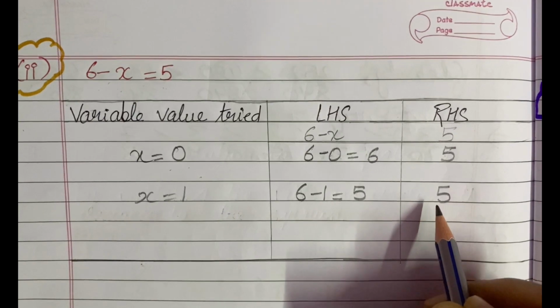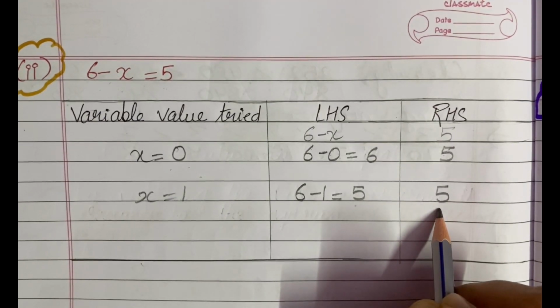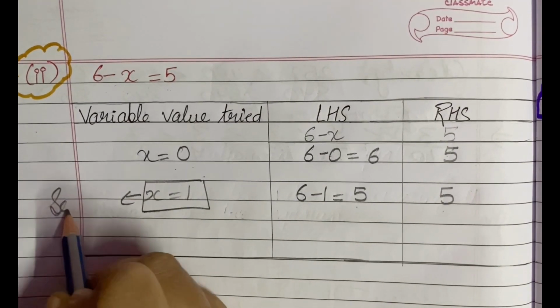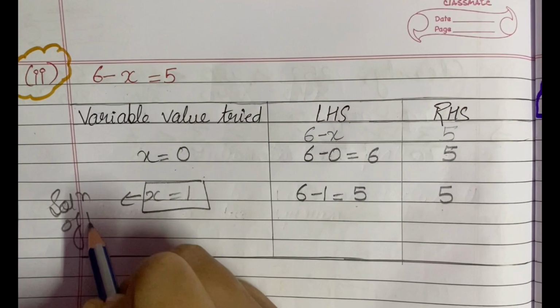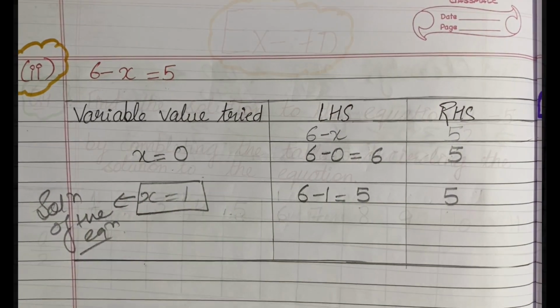Okay, now students, here if you see, LHS is equals to RHS, so that means x is equals to 1 is the solution of the equation. Hopefully it is also clear to you.